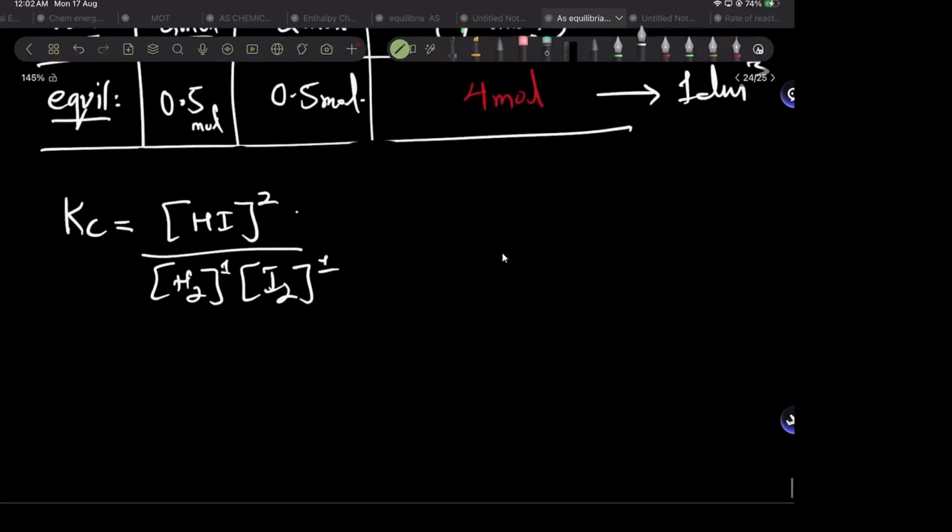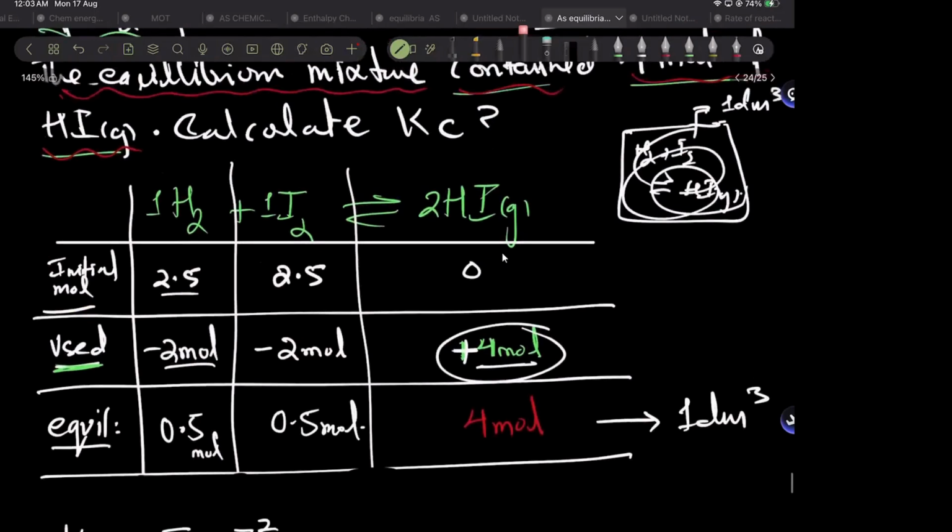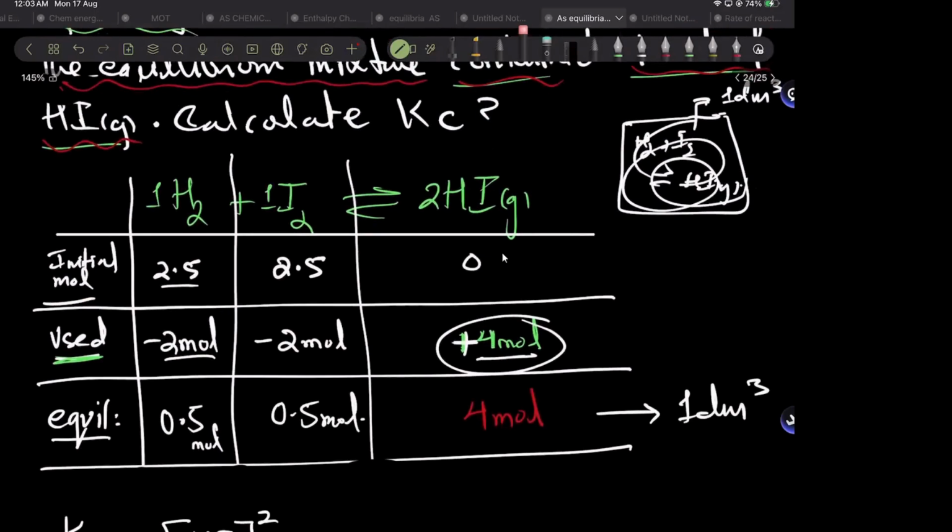And the moles I have to insert over here, the unit is mole per dm cube, right? The square bracket means that. So mole per dm cube means you have to insert those moles which are present in 1 dm cube. So that's what I'm saying: are these moles present in 1 dm cube of volume? Yes, because the container was of 1 dm cube.